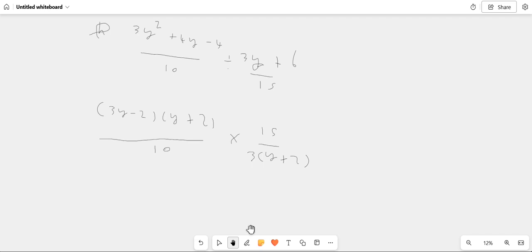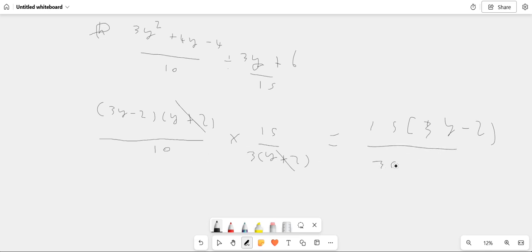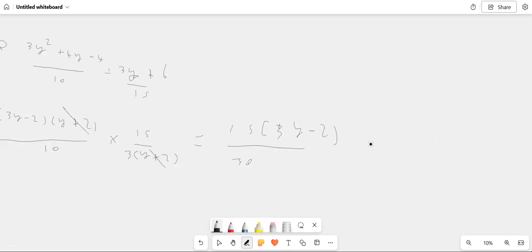Okay, cool. Y plus 2, and then obviously that cancels with that. And this is obviously equal to 15, and then 3y minus 2 over 3 times 10, which is 30. So that's obviously 3y minus 2 over 2, since 15 over 30 is a half. So that's one of the solutions.